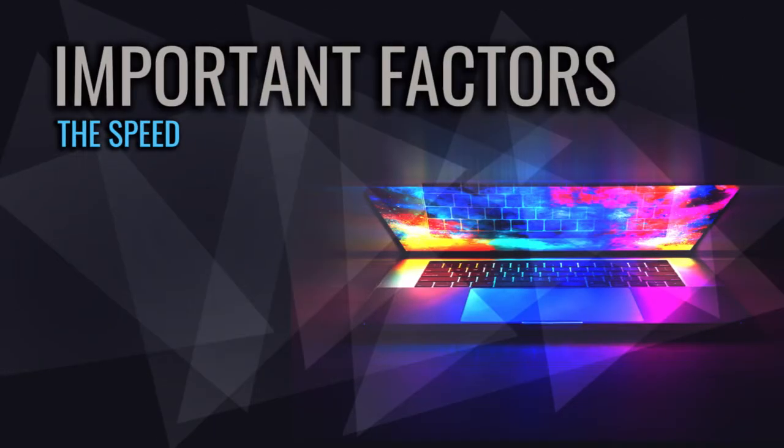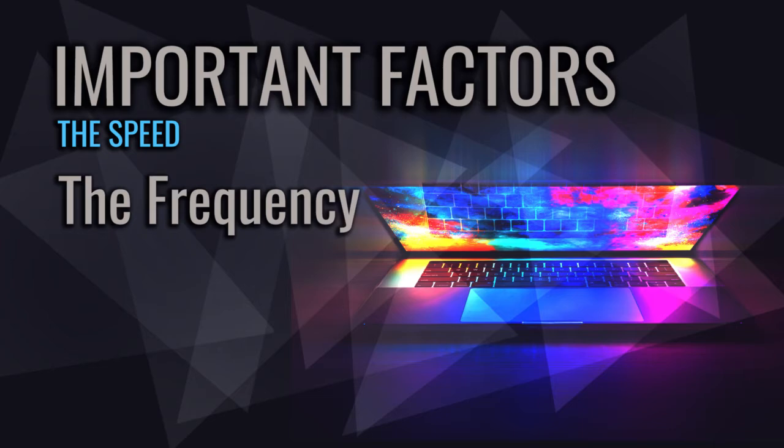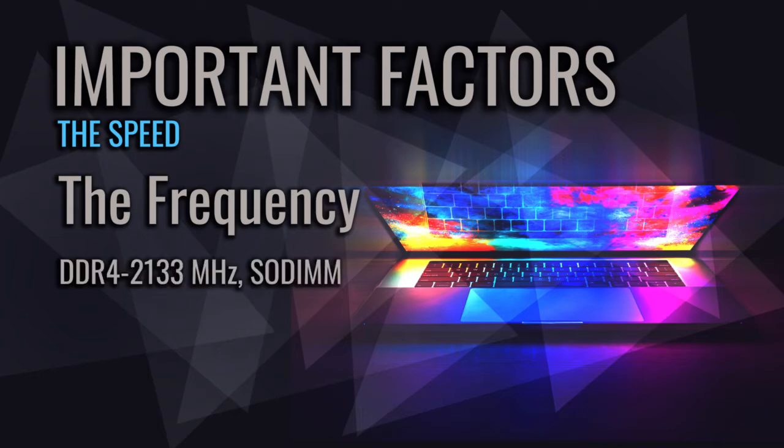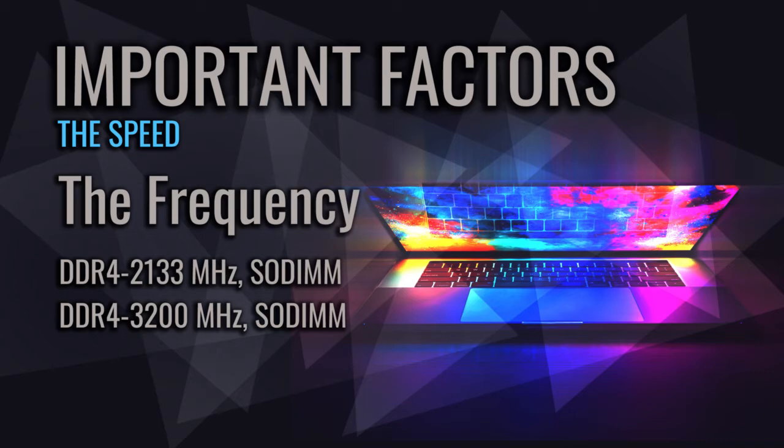The last one is the frequency speed of the RAM that you want to buy for your laptop. For example, imagine that you have two options like DDR4 2133 MHz SODIMM and DDR4 3200 MHz SODIMM. In this case, 3200 MHz is faster and better choice for you because of the frequency number.